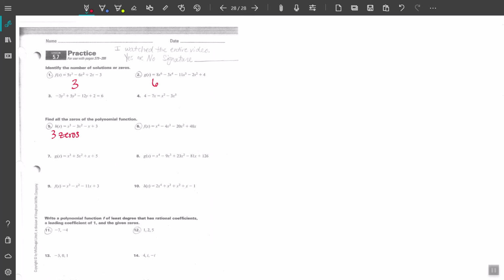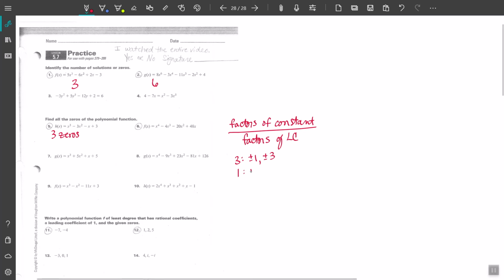The best thing to do here is to follow the rule that we learned where we can take the factors of the constant. All right, in this case, that will be that 3, and place them over the factors of the lead coefficient. So we did this in the last section. This is no different. The factors of 3 are going to be plus minus 1, plus minus 3. The factors of our lead coefficient 1 are just plus minus 1. So this is very easy.